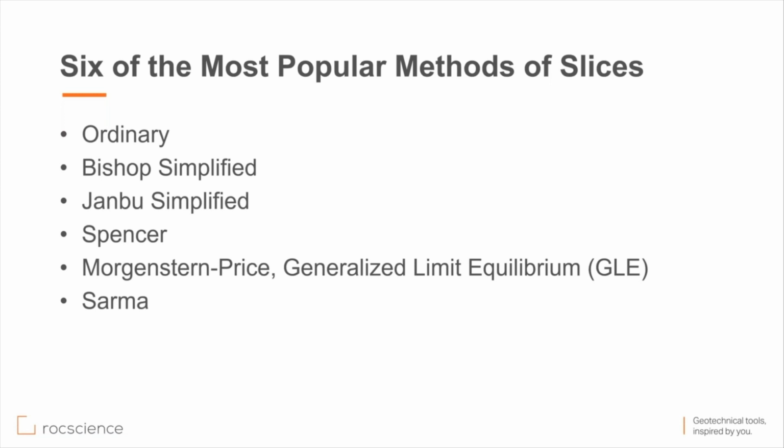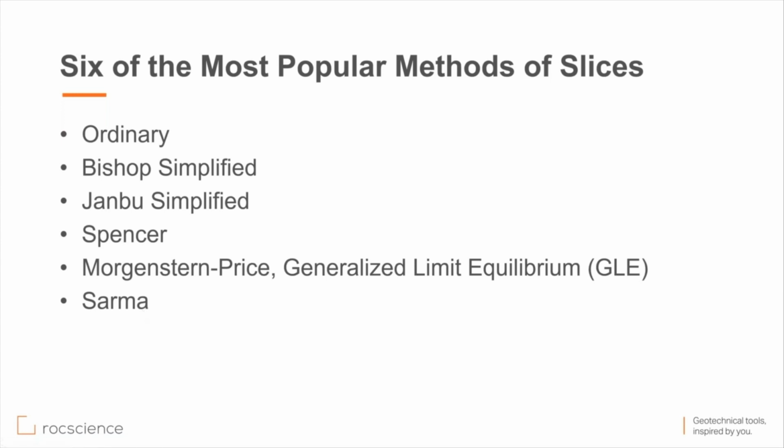Limit Equilibrium. We have grouped these two because under certain conditions, the Morgenstern Price is a unique case of the Generalized Limit Equilibrium. And the way it is implemented in some software, including Rocscience Slide 2 and Slide 3, makes these two methods equivalent. And then there's the Sarma method. So these we are going to look at.